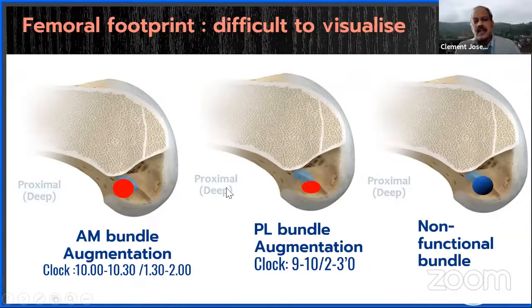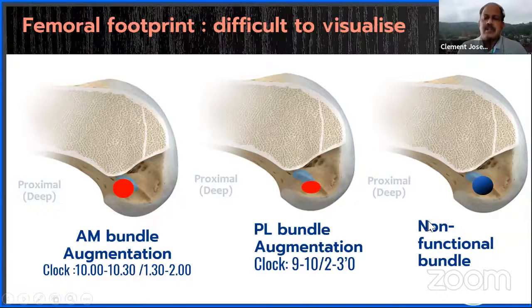In cases where the AM bundle is intact, but the PL bundle is torn, you may want to put the tunnel not exactly in the PL bundle location, but slightly towards the central location. Because, as we noted from Dejo's study, the intact AM bundle is more likely to be non-functional if the intact AM bundle is slack. This central position can compensate for some of the laxity in the remaining anteromedial bundle.